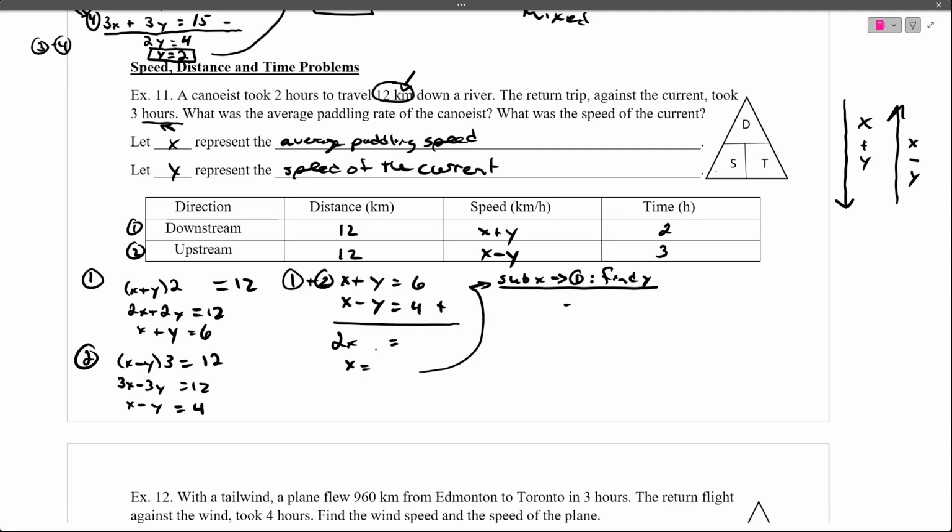For those of you that caught that, good job. So we have 6 plus 4 is 10. So now when we divide both sides, we get 5. That makes more sense to me now. So now when we substitute it back in, we have 5 plus y is going to be equal to 6. So then when we bring the 5 over to the other side, we get y is equal to just 1. So what does that tell us? Therefore, the average paddling speed was 5 kilometers per hour.